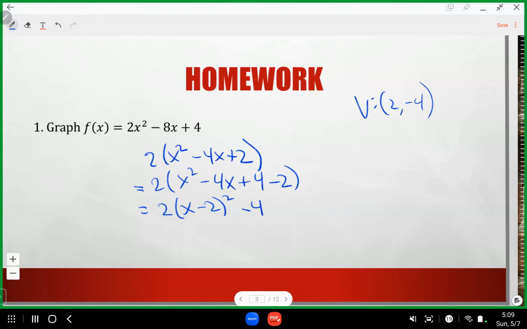And then, let's try to graph it now. So the vertex is 2, -2, right? So does it open up or down? Up, because 2 is positive. Right. So then we know it's going to open up sort of like this, right? So now we can plot some points. What are some points that you think are good?